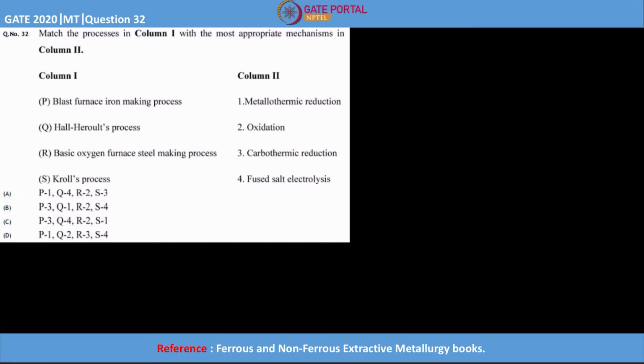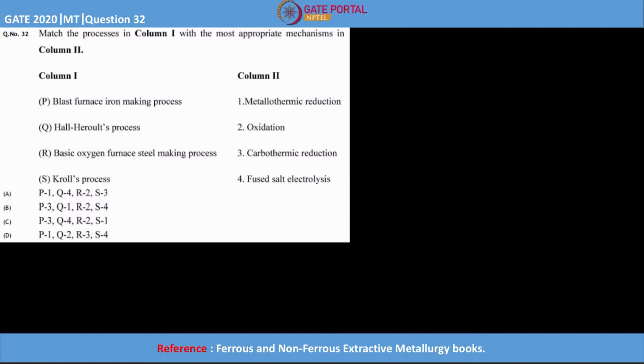Hello guys, welcome to one more video from GATE 2020, and this is question number 32, which is a matching. Here you can see in column 1 they gave different techniques like blast furnace, Hall-Héroult process, basic oxygen furnace and Kroll process, and in column 2 they gave their mechanisms, the principle of working behind these particular processes.